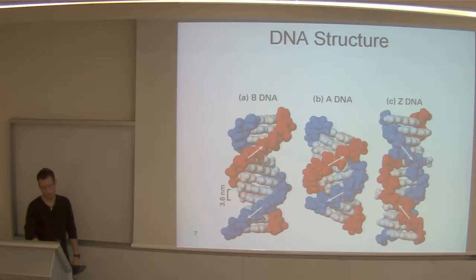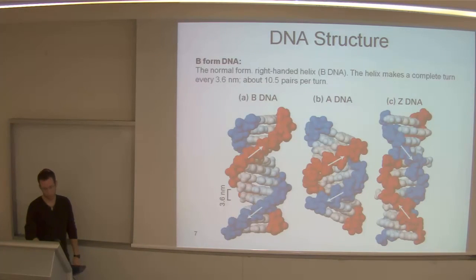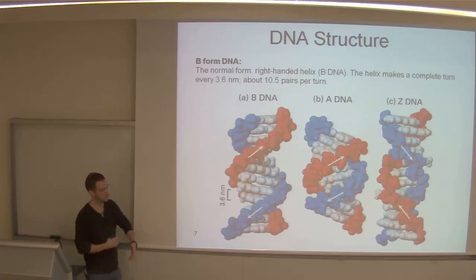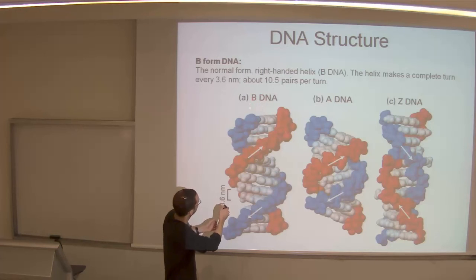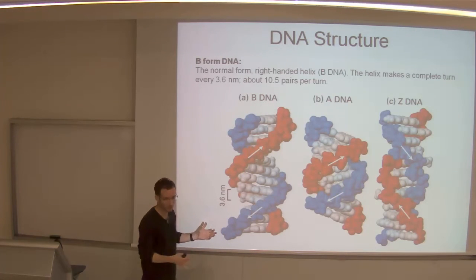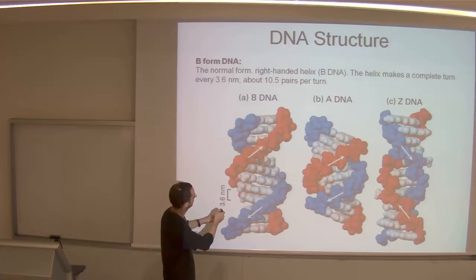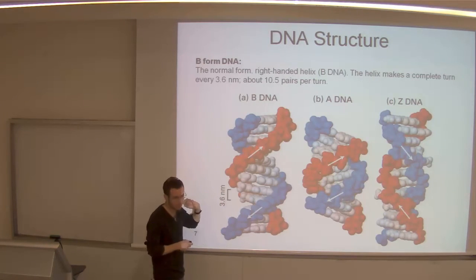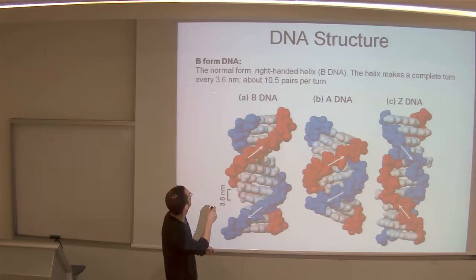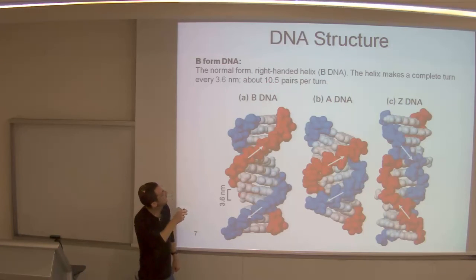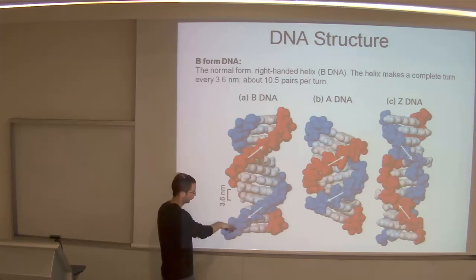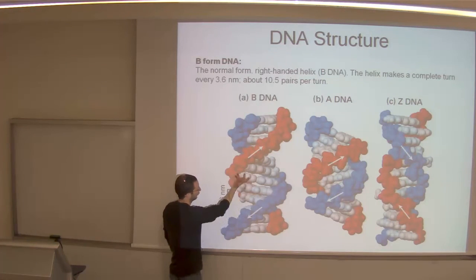All right. The most common form of DNA found in cells is the so-called B-DNA form, which is the form I've just described. Its characteristics are that it's a right-handed helix, and it makes a complete turn every 3.6 nanometers, meaning about every 10 nucleotides. So if you go along these curved steps, 10 steps, you will make a complete turn.